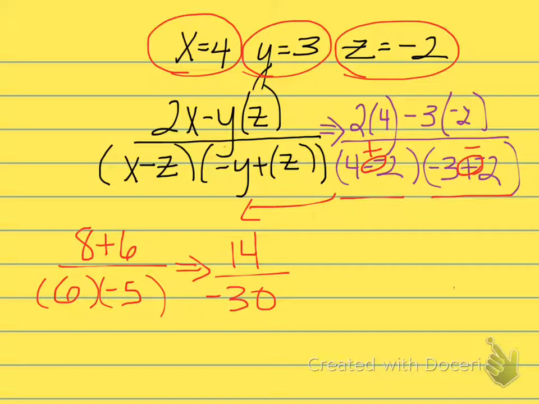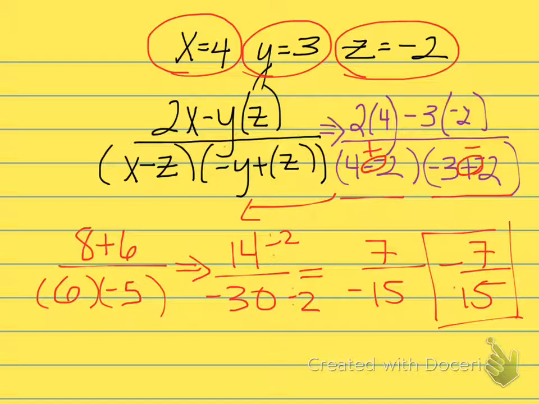That can be simplified to, well, let's see, what goes into both of those numbers evenly? 2. 2 divides evenly into both. This is simplifying a fraction. 14 divided by 2 is 7. 30 divided by 2 is 15, but it was a negative 30. Negative 15. I like to write that answer with the negative on the side, like a side of fries. Negative on the side. 7/15 was the final answer.